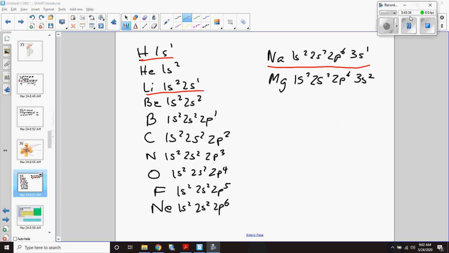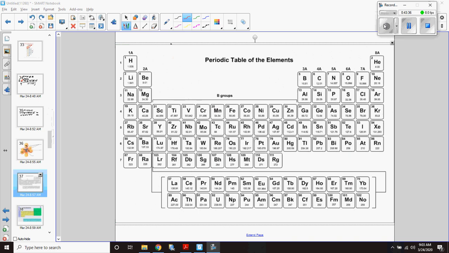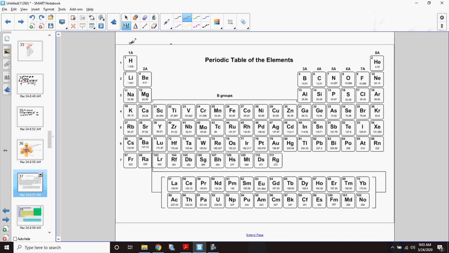Hold on, let me get a periodic table. Oh, there they are. Hydrogen, lithium, and sodium are all in exactly the same column or group on the periodic table. Hydrogen and everything in this group, as you're going to find out, ends in S1. Go back to beryllium and magnesium. Beryllium and magnesium end in S2. Where's our boron over here? Boron was P1, carbon was P2, P3, P4, P5, P6.